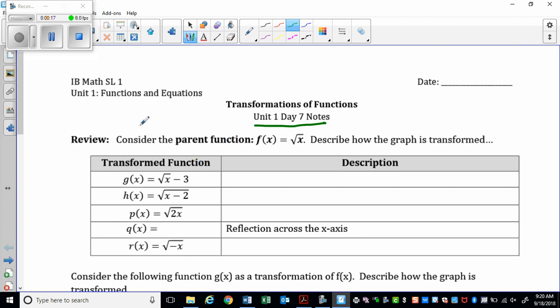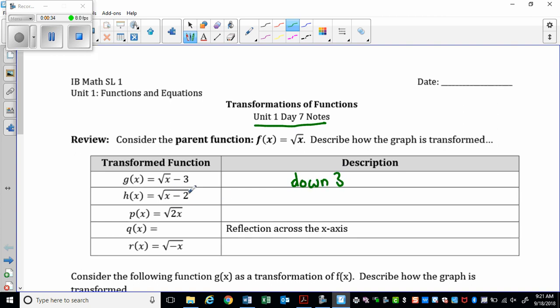transform it. So if we have a minus 3 on the outside of that square root of x, then that's changing our y values, and we're actually going to go down 3. Minus 3 means down 3.